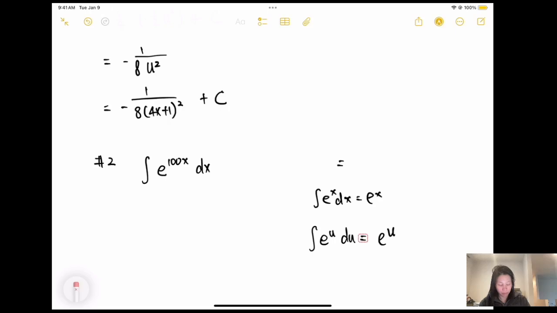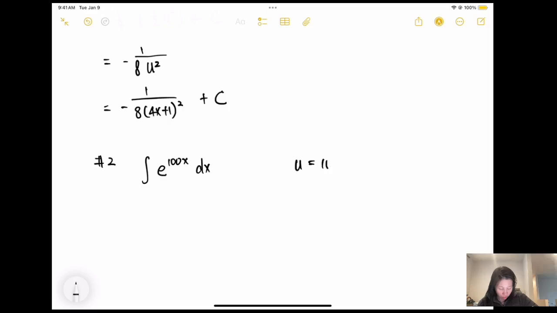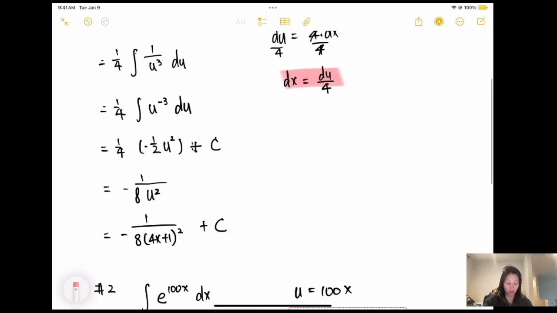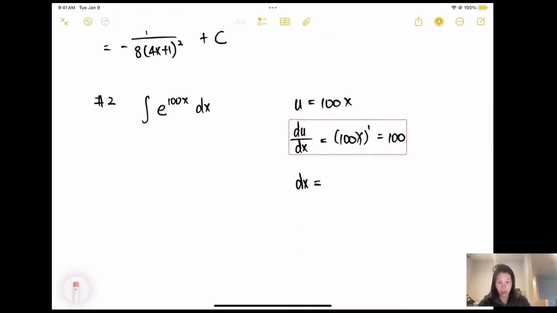So that's the idea behind that. So here I am going to let u equal 100x. Next step is finding du over dx. The derivative of 100x is going to equal 100, and now we need to solve for dx. I'm going to skip this step here, because I think you can solve it. It's very similar to what we did earlier, du over 4 equals dx.